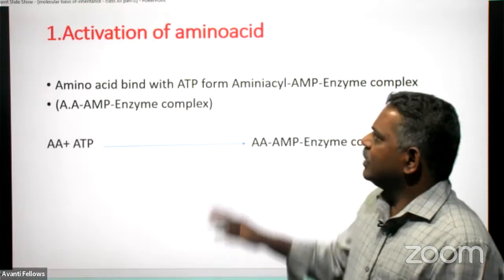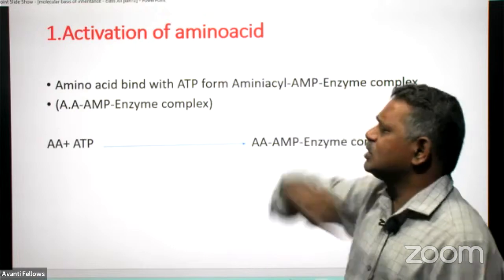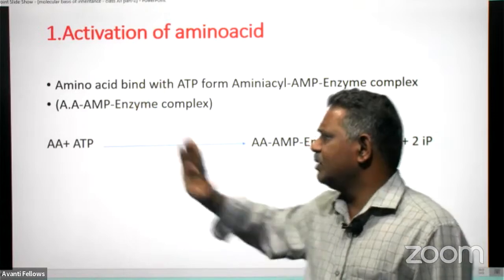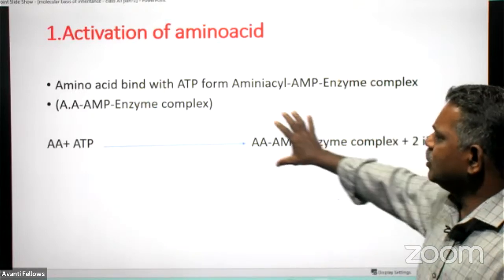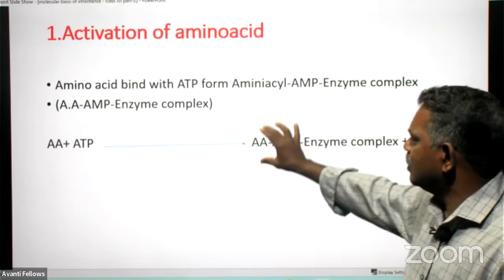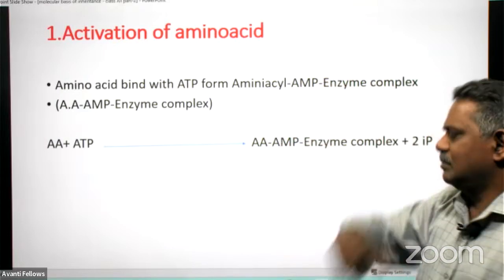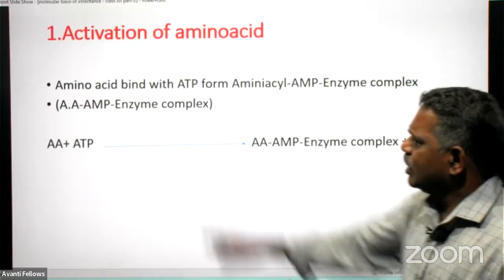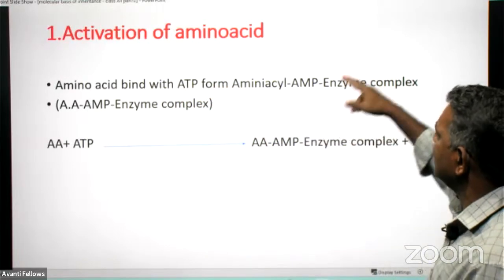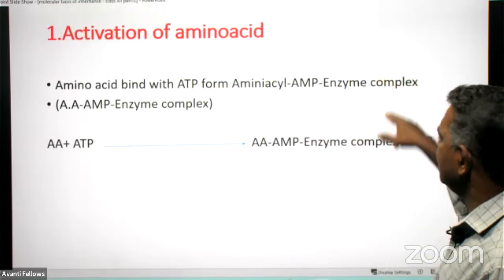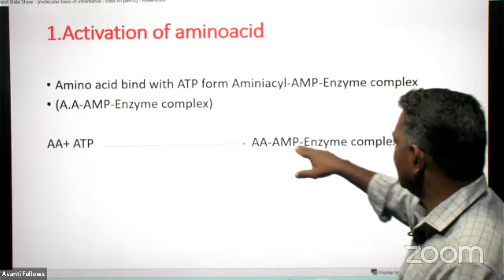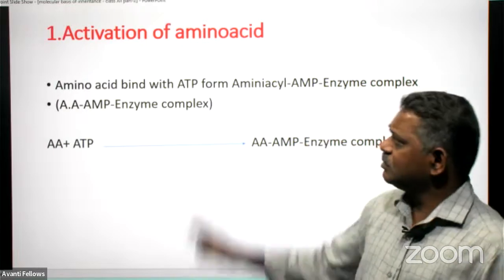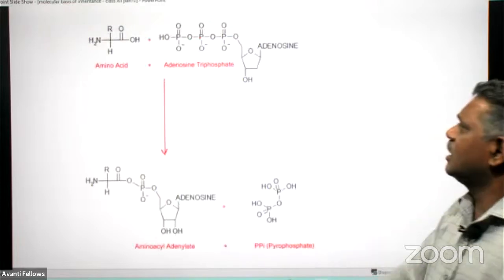So, sorry. Then this is the first process, activation of amino acids. To activate, the amino acid first binds with ATP with the help of the enzyme and produces a complex. This complex consists of amino acid, AMP and enzyme. Enzymes are catalysts only and will be released later. The amino acid binds with the ATP, forms the amino acyl AMP enzyme complex, with monophosphate AMP here, and 2 phosphate molecules will be released. This is the process of activation of amino acids.